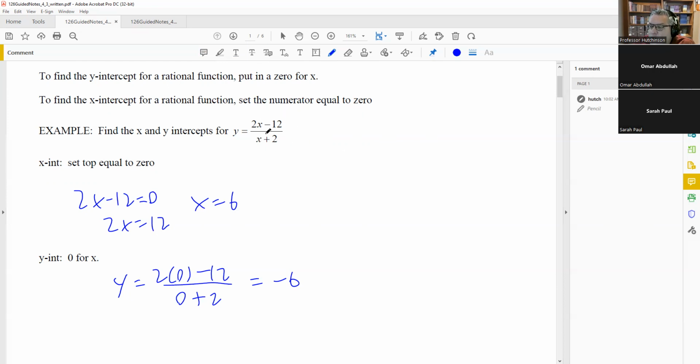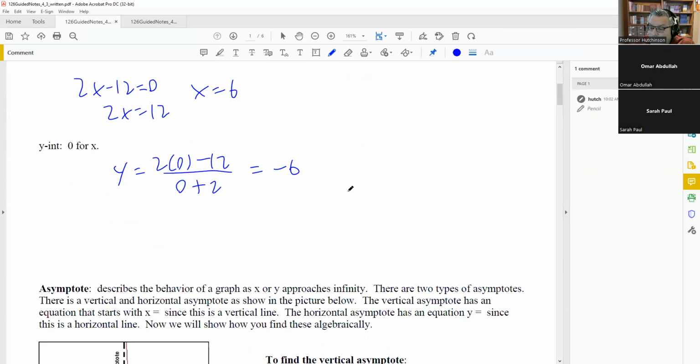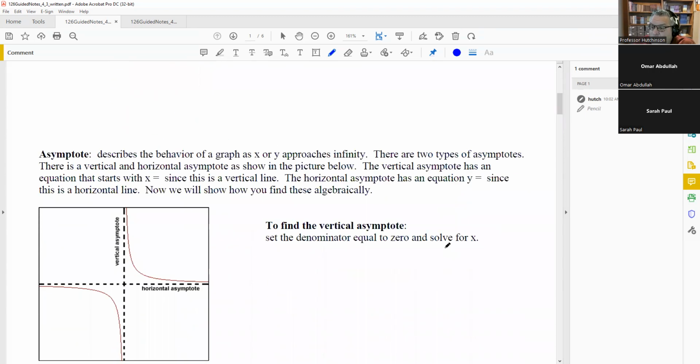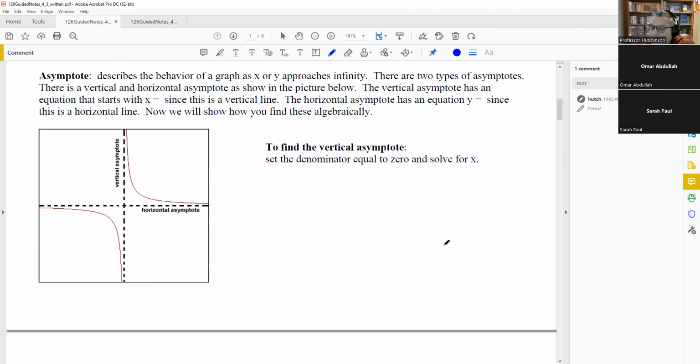So the question is, well, what about the denominator? When do we set that equal to 0? If you set the denominator equal to 0, that has to do with your domain and also whether you have what are called asymptotes. And asymptotes are what we're going to talk about next.